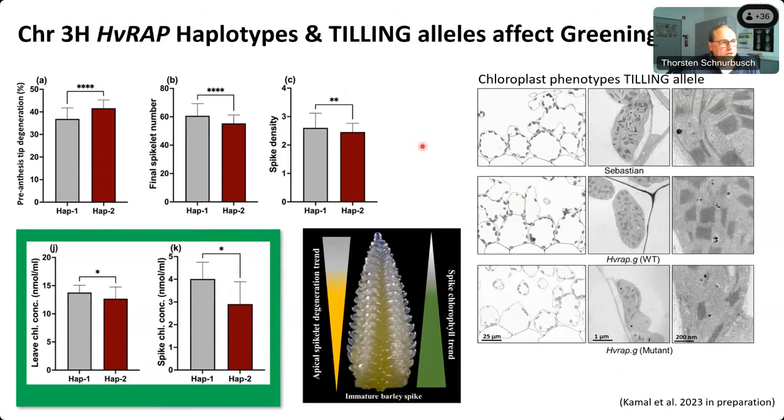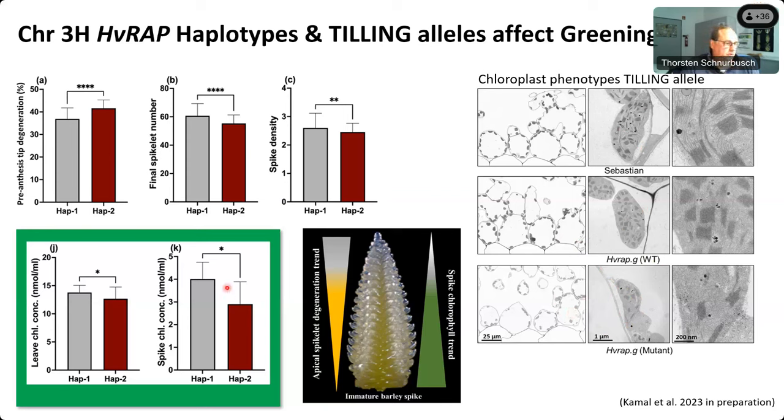We also certainly looked into the RAP gene haplotypes and also in TILLING alleles, as I said before. For the TILLING allele, we collaborated with a group in Poland. Here we were using the cultivar Sebastian, which has been used for TILLING. You can see here on the cellular level how the chloroplasts look in the wild type Sebastian. And here you can see one of the alleles, RAPG, which we actually found, where in the mutant version of this family, the chlorophylls are affected, and it actually has a lower chlorophyll content.